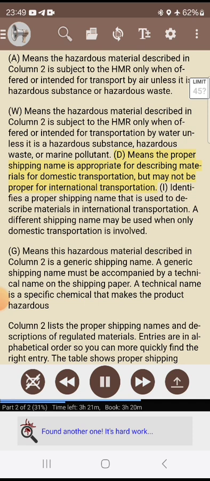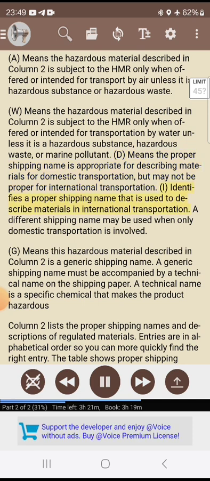D means the proper shipping name is appropriate for describing materials for domestic transportation, but may not be proper for international transportation. I identifies a proper shipping name that is used to describe materials in international transportation. A different shipping name may be used when only domestic transportation is involved. G means the hazardous material described in column 2 is a generic shipping name. A generic shipping name must be accompanied by a technical name on the shipping paper. A technical name is a specific chemical that makes the product hazardous.